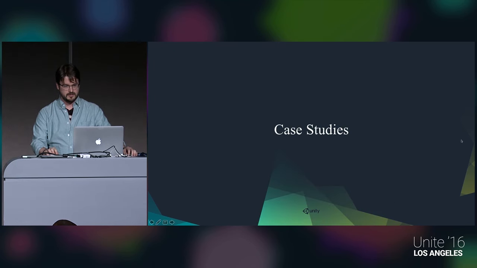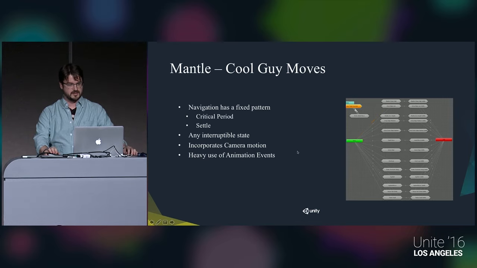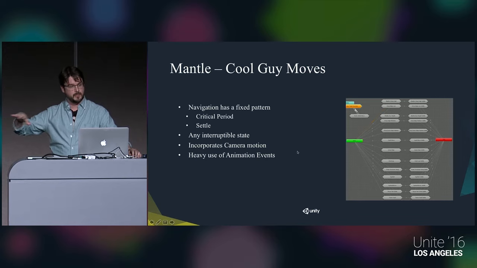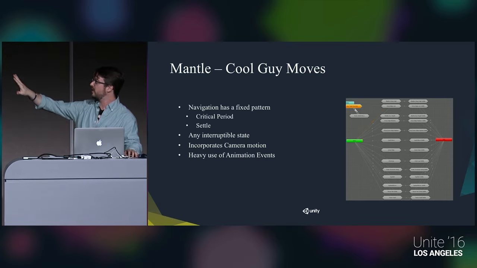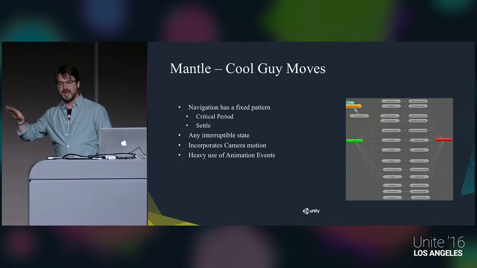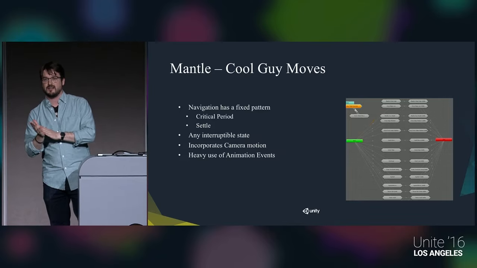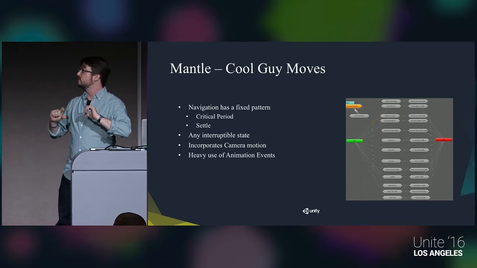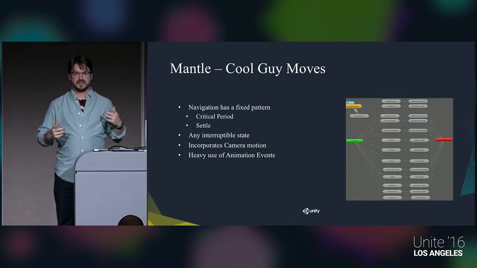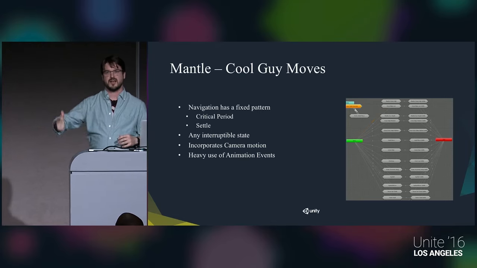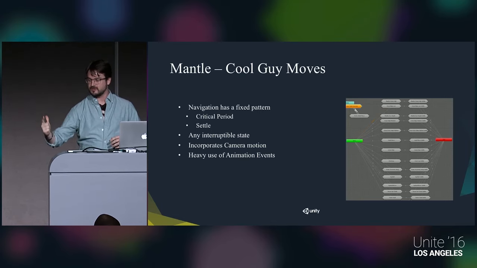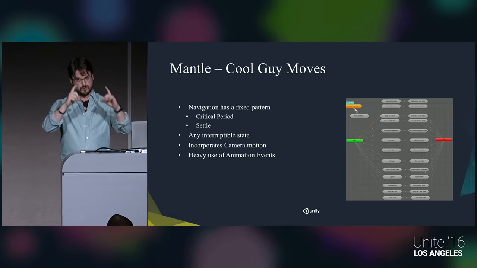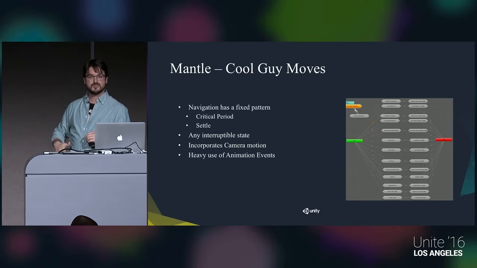So moving quickly into our specific case studies, here's going back to those cool guy moves, all the different mantles. You'll see they all have kind of two sub-state machines. This is a pattern that you should probably be using on any character that has a very player-driven, interactive feature. You've got a critical period and then a settle. If you think about shooting a revolver, you want the gun not to fire again until you're done once. But after that, when you're trying to come back to neutral, you want to be able to fire again. That would be critical section, settle.